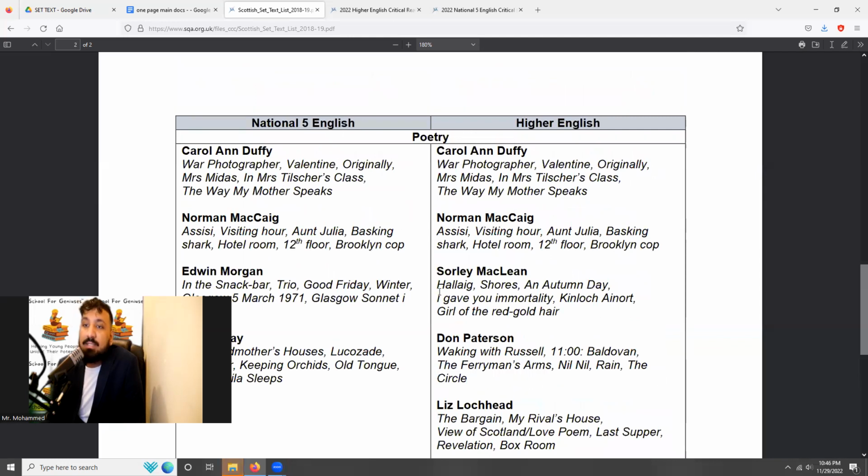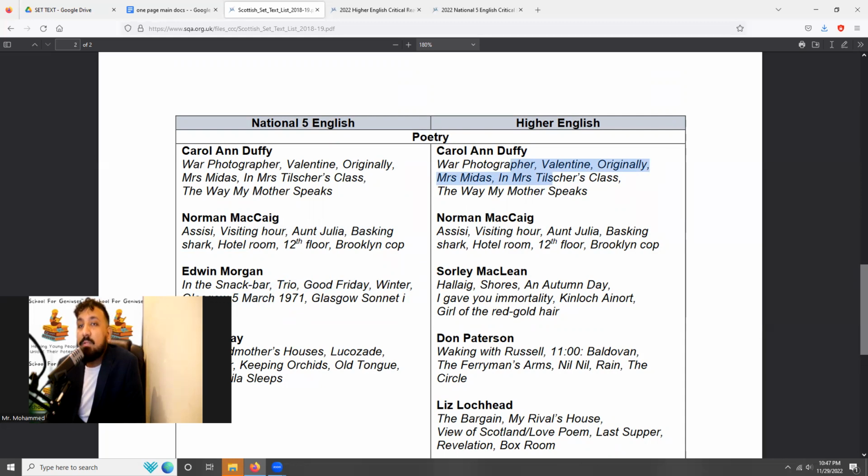In my opinion, it's likely that you're going to be studying either MacCaig or Duffy. At Nat5, either MacCaig or Edwin Morgan. Those are what you are likely to be studying. If you're choosing your own text, then I would recommend that you choose MacCaig, and this is for both Higher and Nat5. MacCaig's the simplest. And then if not MacCaig, if you're at Nat5, choose Morgan. If you're at Higher, if not MacCaig, then choose Duffy.